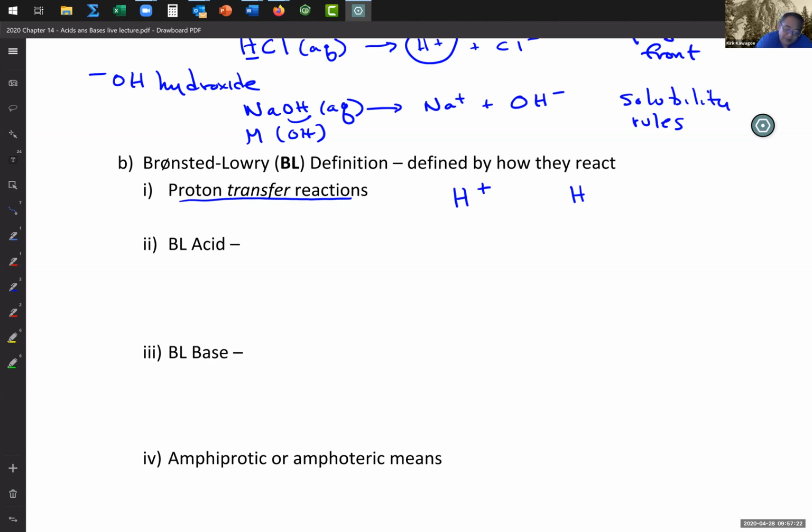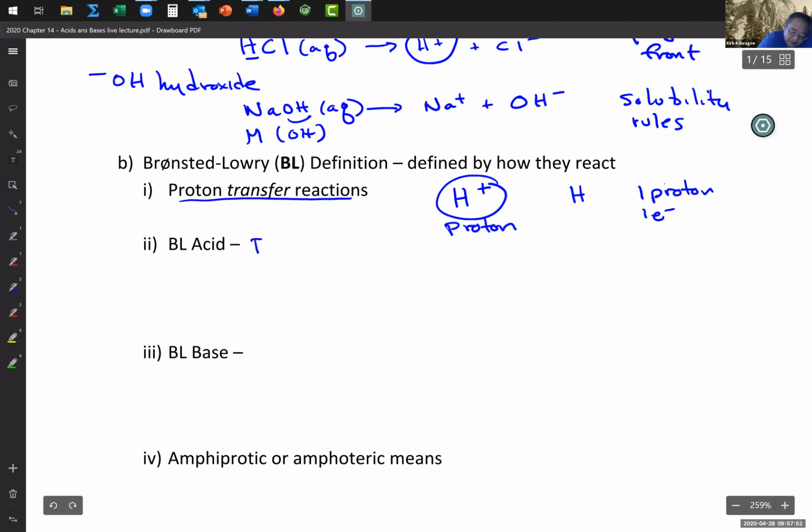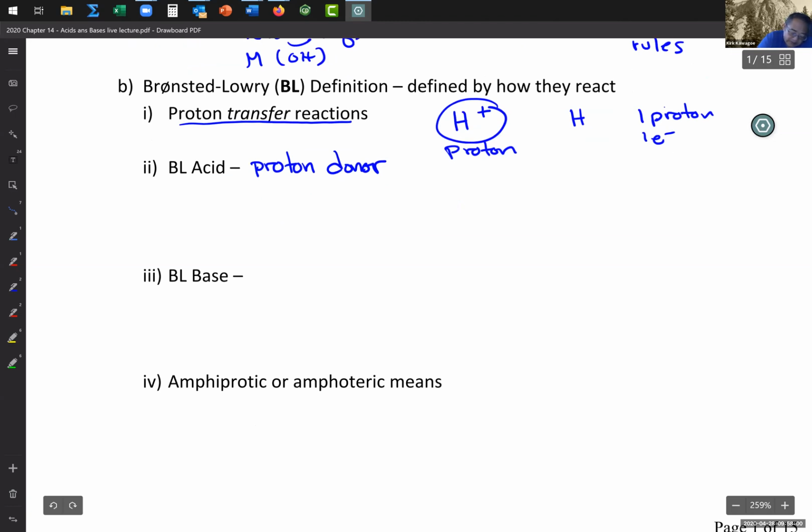It has one proton, and it has one electron. So that's a hydrogen atom. So when you have H+, this is just a proton. So in an acid-base reaction, the Bronsted-Lowry definition, we say it's a proton transfer reaction. If you have a Bronsted acid, it's the proton donor, and the base will be the proton acceptor.